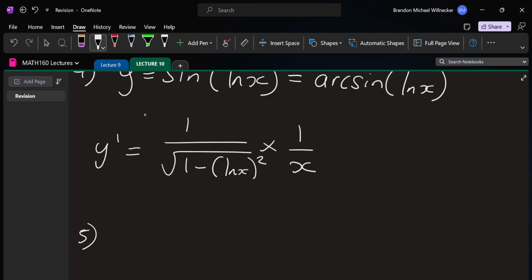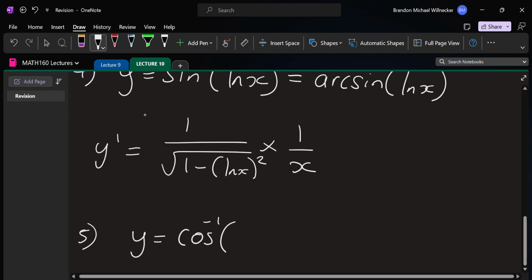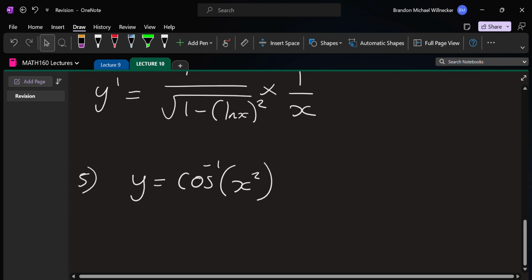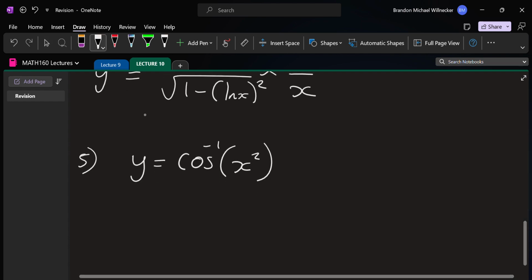Okay, number 5. Here we have y is equal to cos inverse of x squared. That was homework for you to do. So the outside function is cos inverse. We know how to differentiate that. The inside function is x squared. We know how to differentiate that.